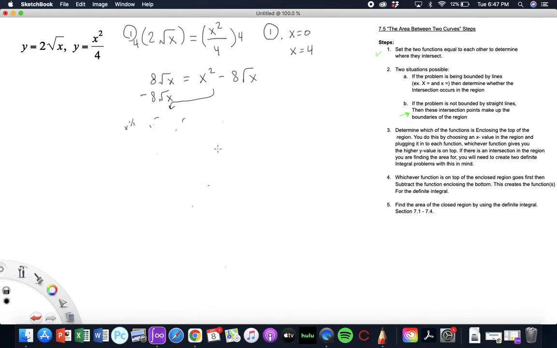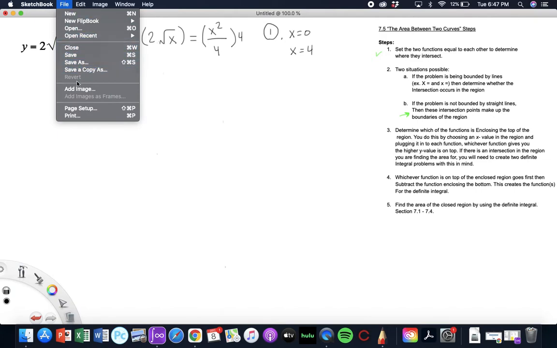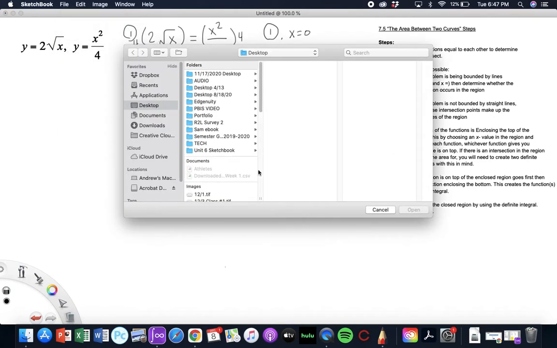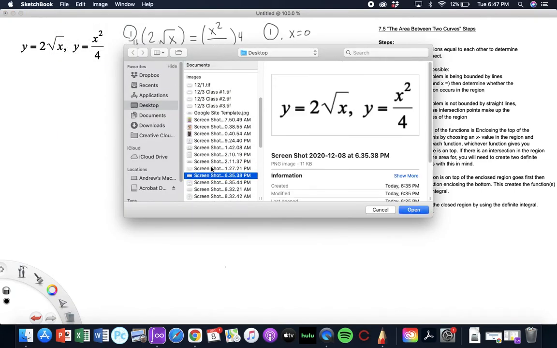So, within these intersection points, we have 0 and 4. And again, as we've talked about, the part B here is going to make up the boundaries of the region. Okay, so let me show this graphic real quick to help visualize what we're accomplishing here.